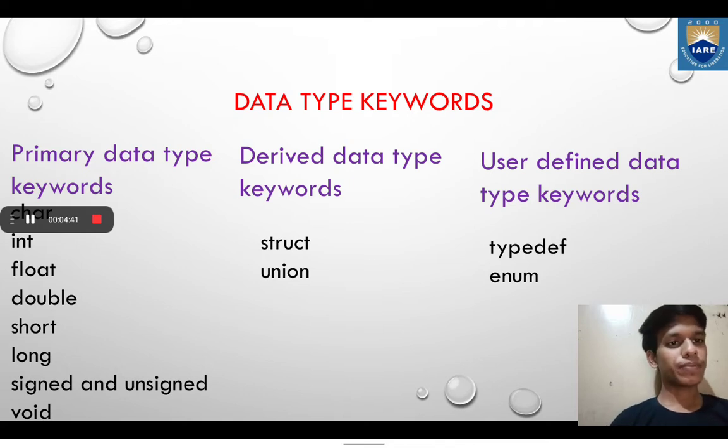Derived data types: structures and unions. Structures are similar to arrays, but they have different data type variables. So we can say that a structure is a contiguous memory location which can store multiple data type variables. Structure is defined using the struct keyword, and union is very similar to structure, but it is not a contiguous memory location.